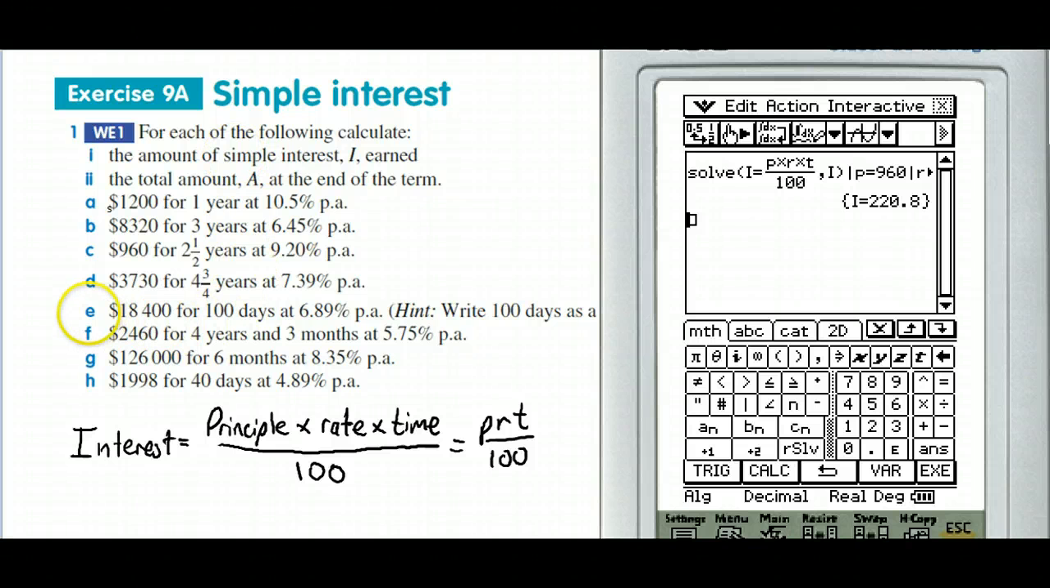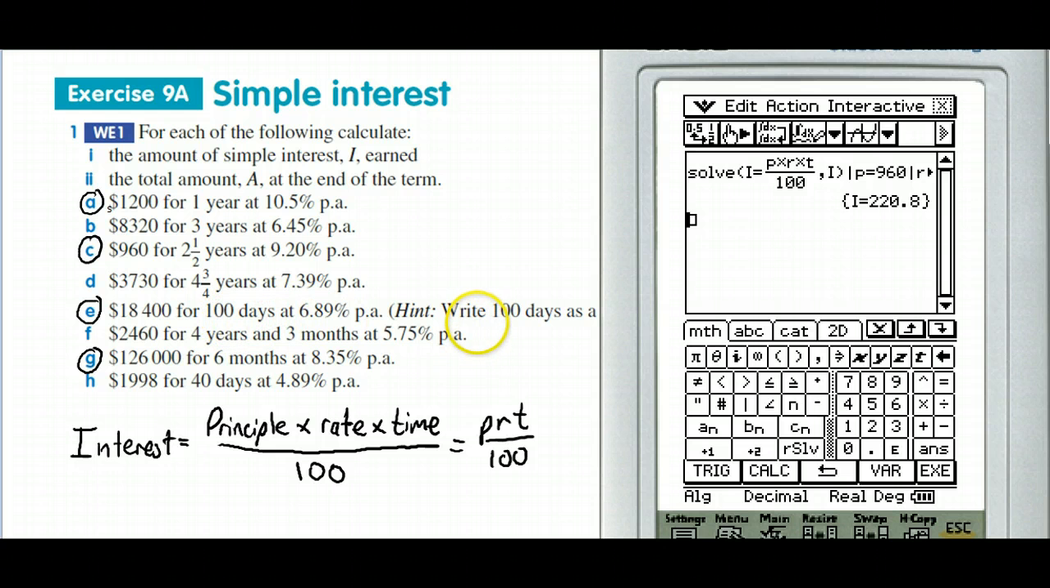Okay, the next question we'll do is E. So we've done A, C, E. We're going to do E and G. Alright, so this time the principal amount's $18,400, but this time we've got a number of days for our time instead of a number of years, so that's going to be important.